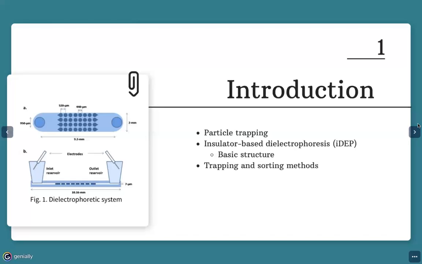Some recent contributions using insulator-based dielectrophoretic systems have been delivering promising results, such as models that allow for trapping, switching, and storing particles all in the same device. Others are for the identification and collection of pathogens, such as Listeria, and others for characterization of single cells and particles.